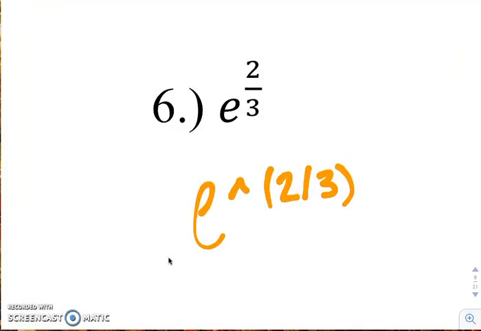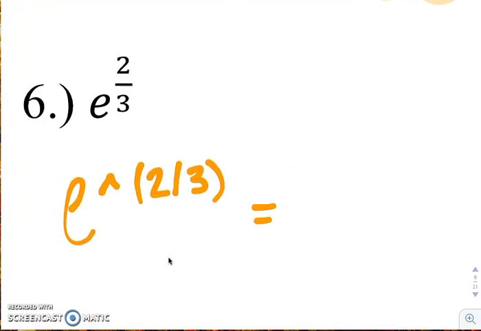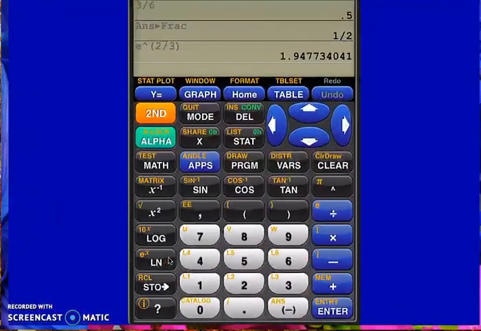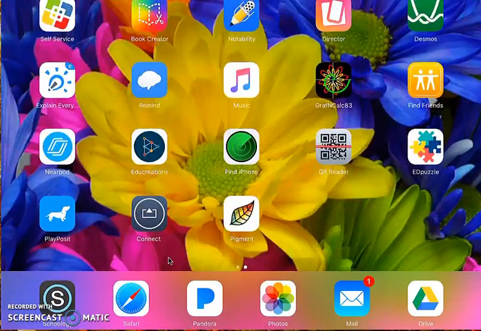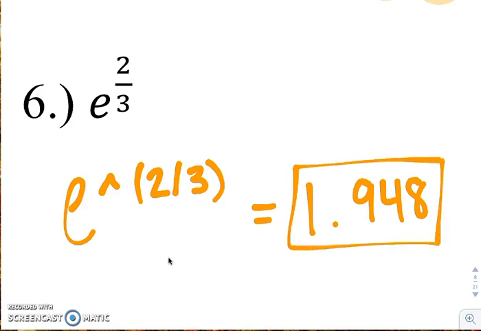And that's all it wants you to do for 4, 5, and 6. Now I already forgot what my decimal was. 1.948. So go ahead and try the remaining ones.